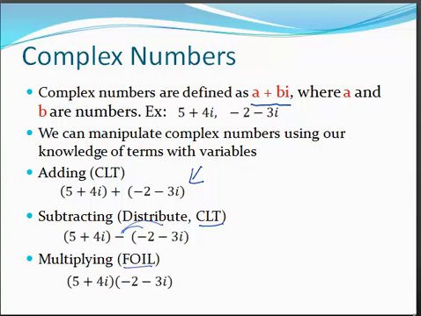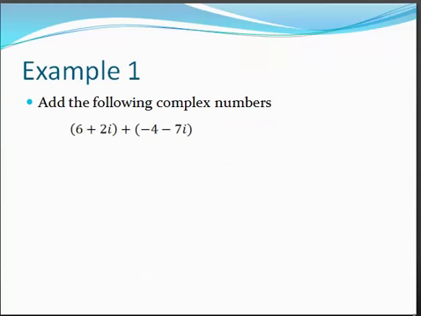Okay, so complex numbers, a plus bi. And it's always written in that order, because we like to go alphabetical. Alright, so let's do an example.